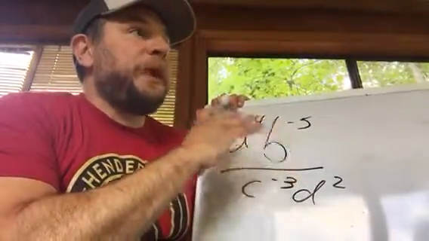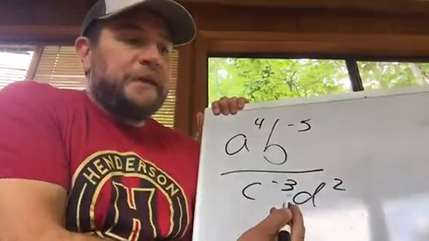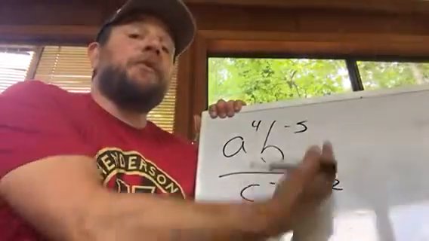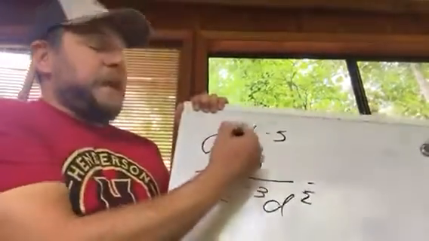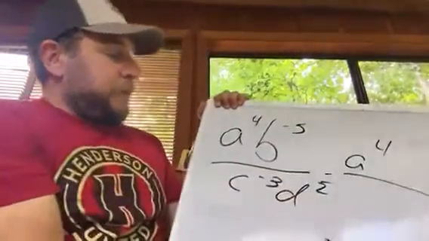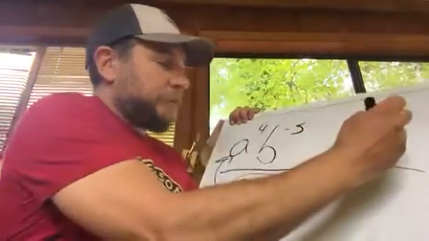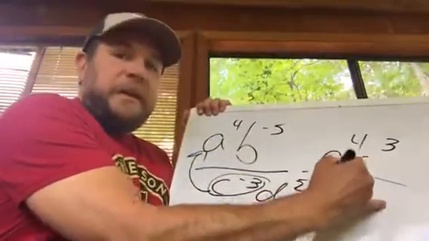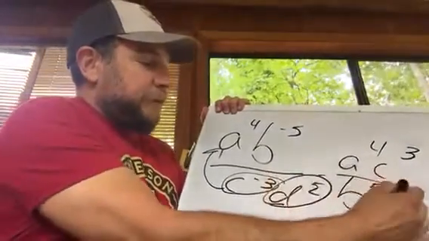Anytime you end up with anything negative, if it's in your numerator, move it to your denominator as a positive. If it's in your denominator as a negative, move it to your numerator and change it to positive. It switches around, all right? So anything positive in your solution, keep where it is. A to the 4th stays. C to the negative 3 is going to go up top now as positive 3. And b to the negative 5 is going to go in our base as b to the positive 5. And our d is positive, so it stays where it is.